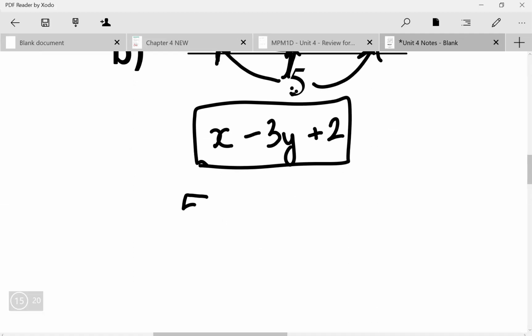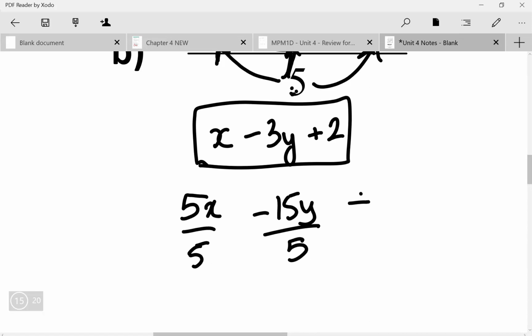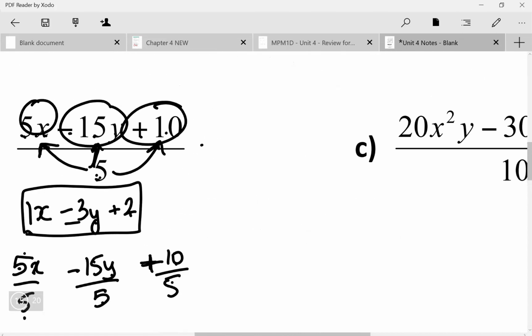So again, a breakdown of how that happened was I took each term in the numerator and I divided it by the denominator. So 5x divided by 5. Again, I'm dividing the numbers, which gives me 1x. I would divide the variables. There's only one variable, so I just put the x. Minus 15y divided by 5 is minus 3y. Plus 10 divided by 5 is just a plus 2. So that was that question.